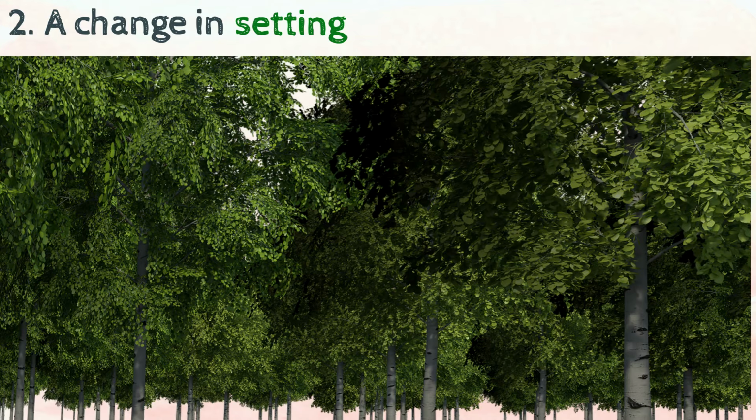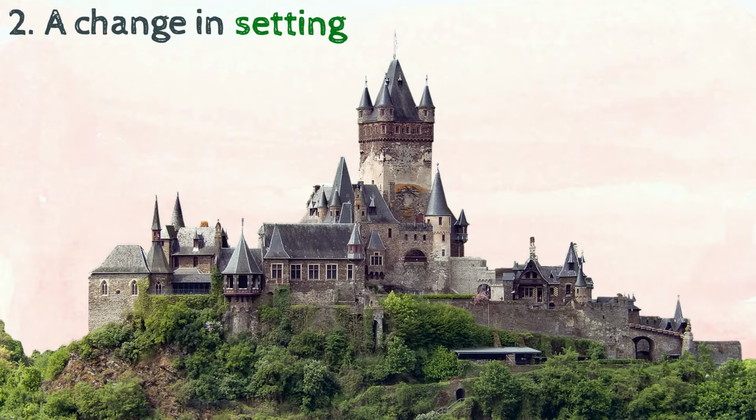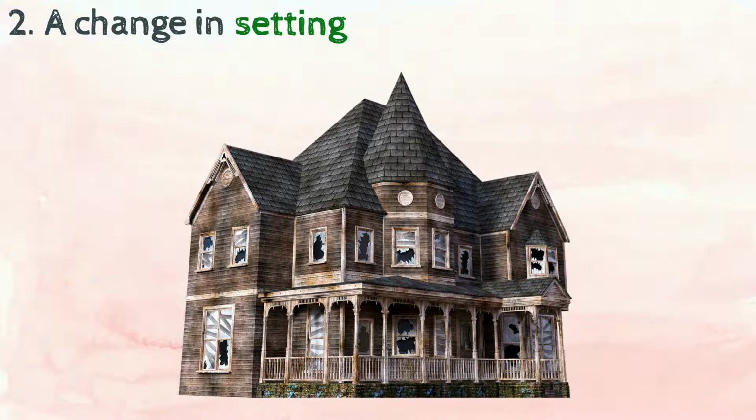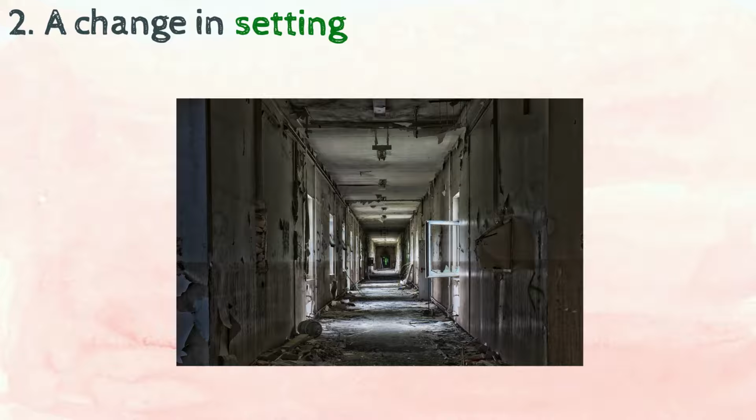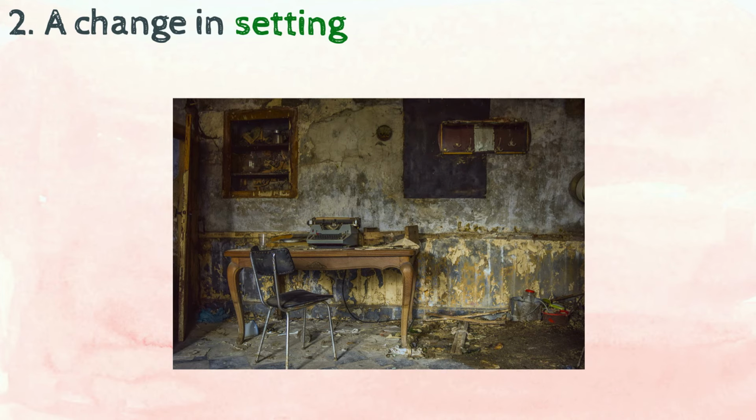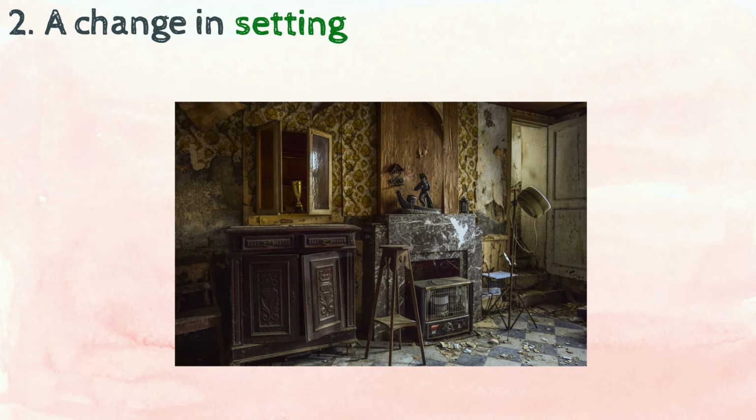A change in setting. When you move your story from one setting, such as a forest, to another, like a castle, start a new paragraph. Remember though, that one place can have more than one setting. For example, if your story is set in a haunted house, when your character moves from one room, such as the hallway, into a new room, such as an office, change paragraphs. Treat each new room as a new setting.